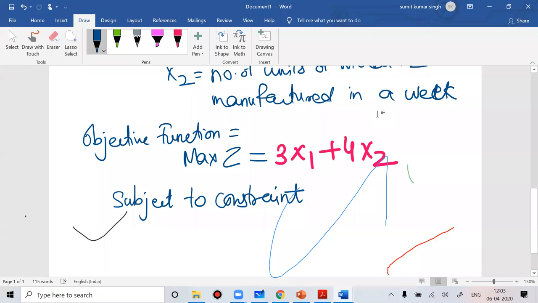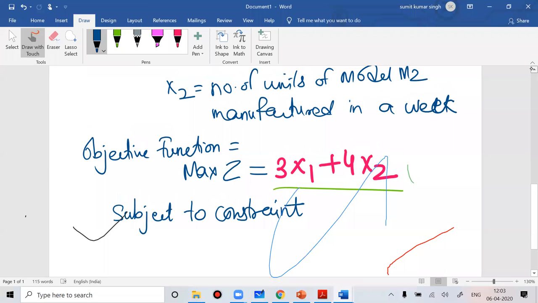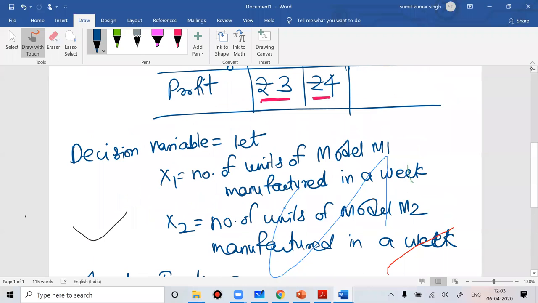On one unit of M1, they get 3 rupees profit. On one unit of M2, they get 4 rupees profit. So the maximum profit they can get is 3X1 plus 4X2. Then, in order to get this profit, they have a constraint. What constraint do they have?